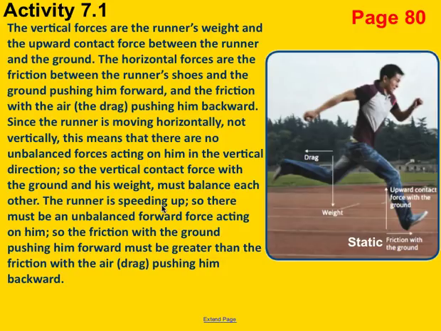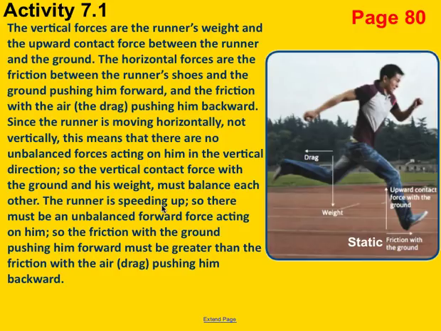So the question was, what is the relationship between these forces? Well, the vertical forces are the runner's weight and the upward contact force between a runner and the ground. The horizontal forces are the friction between a runner's shoes and the ground pushing him forward, and the friction with the air pushing him backwards. So that's just explaining the things in a picture. So again, you don't have to have any of that.